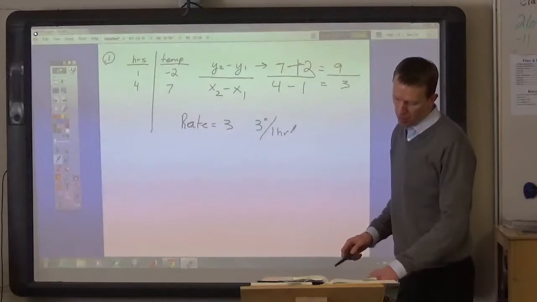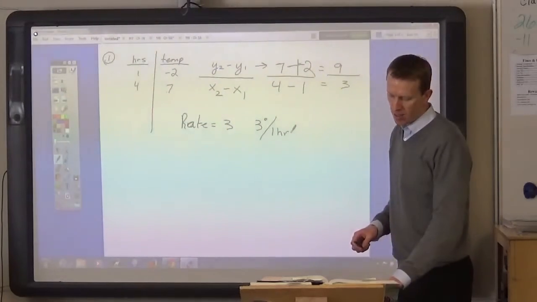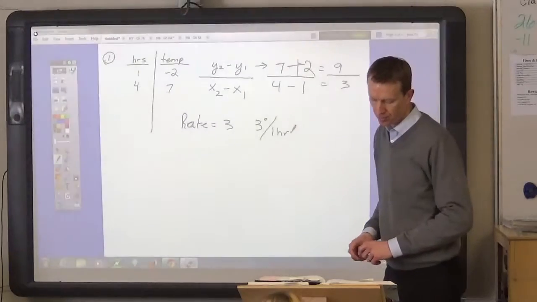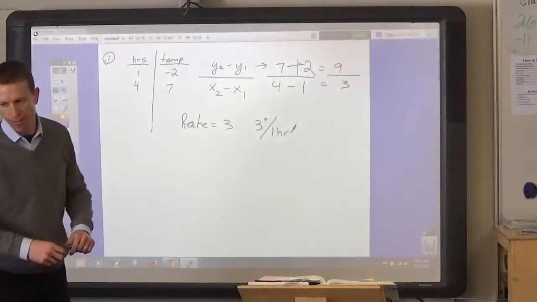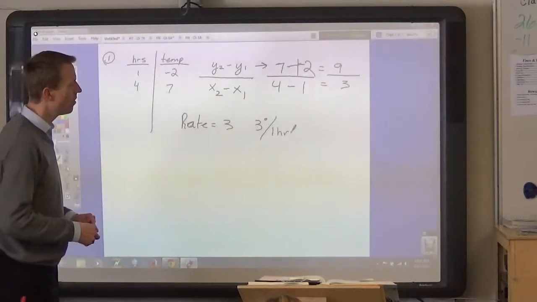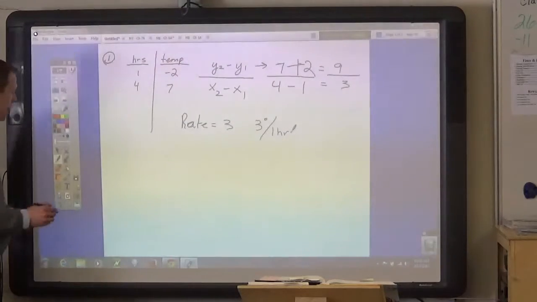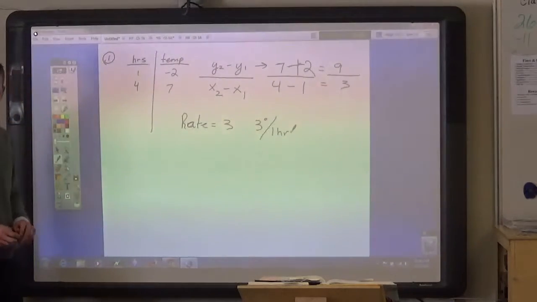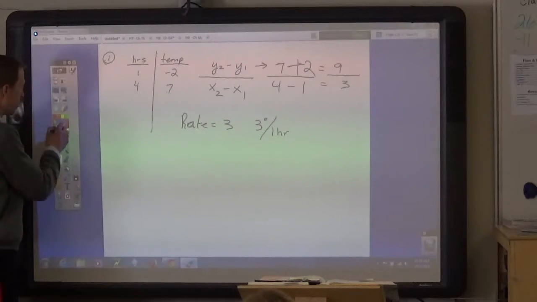Let's look at number 3. That one's given not as a chart, but as a graph. So what do we need to do with the graph? How do we find the slope using a graph? You turn the graph into points. Yep, find the points on the graph.